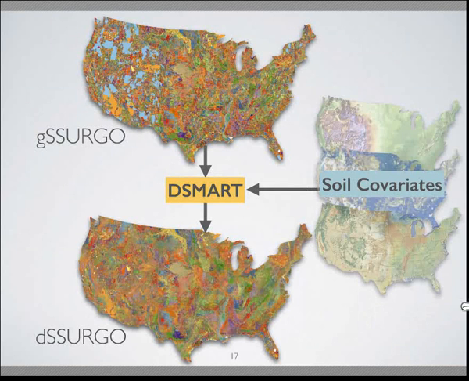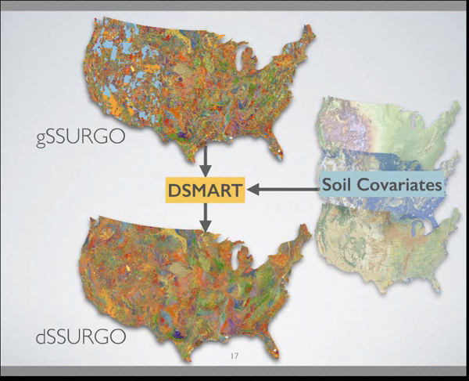And here is, I think, the slide that shows the best of what we're getting here. On the upper left is gSURGO, so gridded SURGO, where you're seeing the spatial discontinuities and your missing data. We take the soil covariates and run them through DSMART with this moving window approach, and that leads to what we're calling dSURGO, for disaggregated SURGO. What you're immediately able to see from this image is that all of the very light blue areas that did not have information get gap filled.